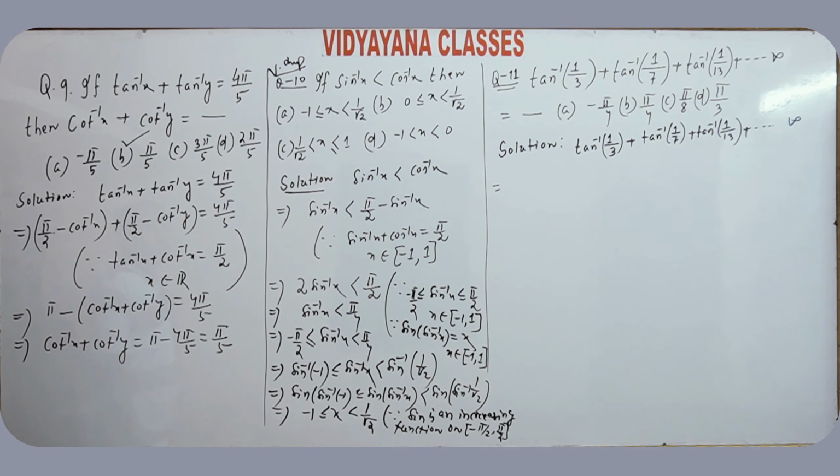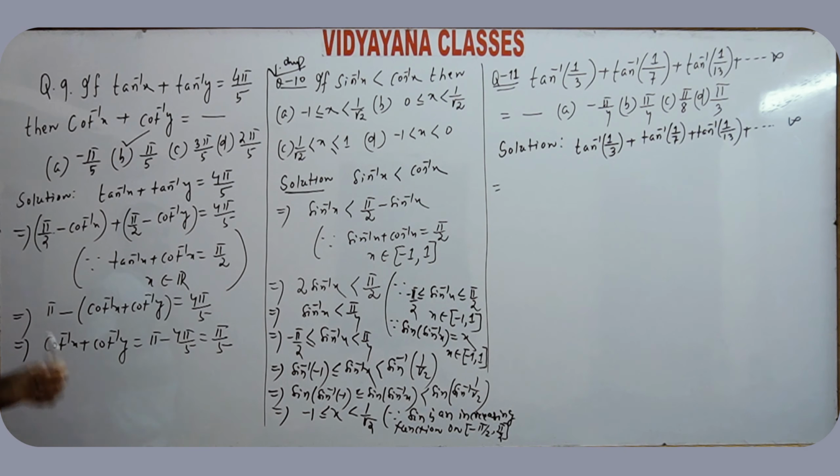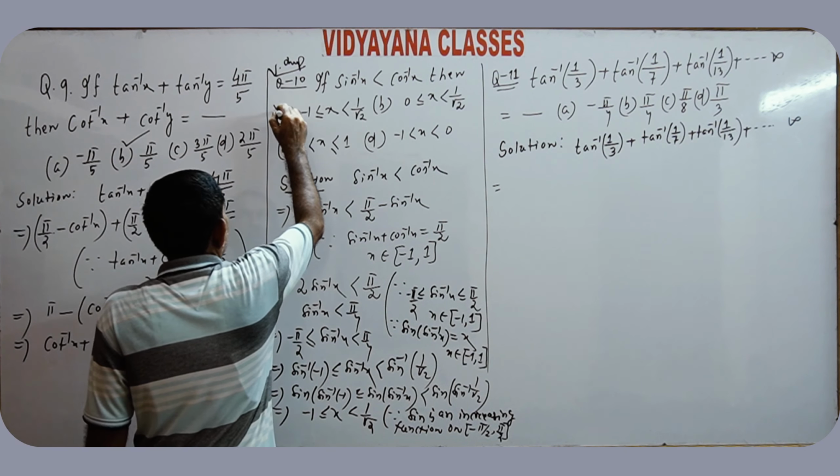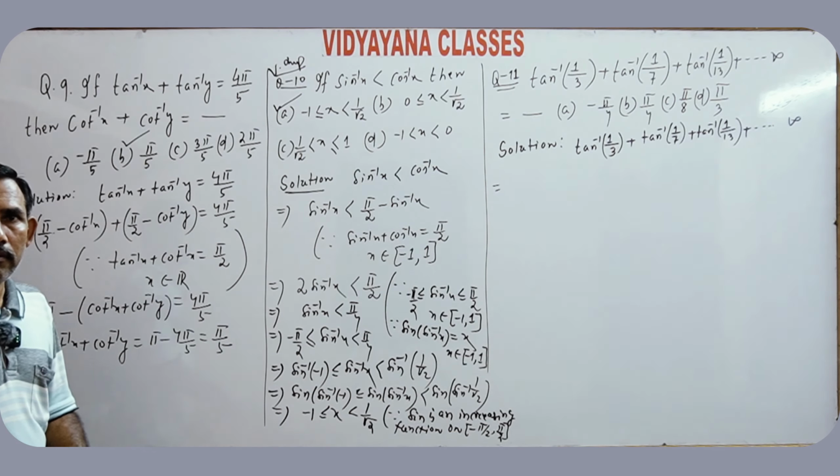X greater than or equal to minus 1 by root 2, less than 1 by root 2. So the correct option is A. Clear?